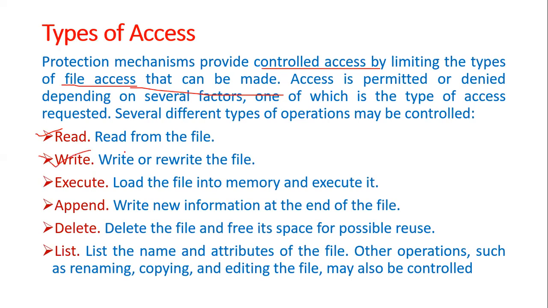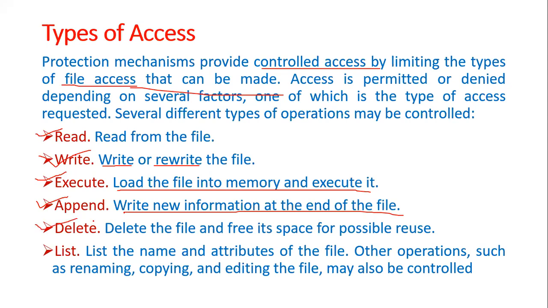Next is write access. In this case, the user may write or rewrite the content of the file. Next is execute permission. The user may have rights to load the file into memory and execute it. Next access is append, which writes new information at the end of the file. If you have assigned append access, the user has the right to add new information at the end of the file, not the middle.